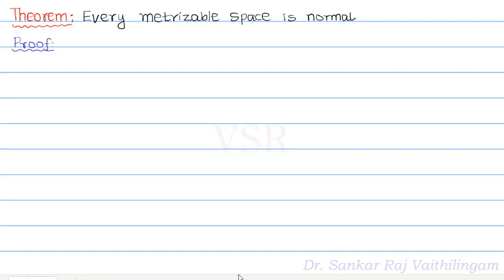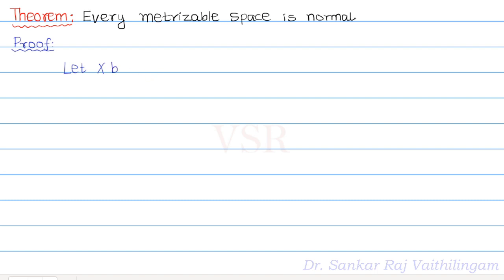Dear viewers, in this video let us prove that every metrizable space is normal. Proof. Let X be a metrizable space, that is, there is a metric d which induces the topology tau. So X is a metric space.